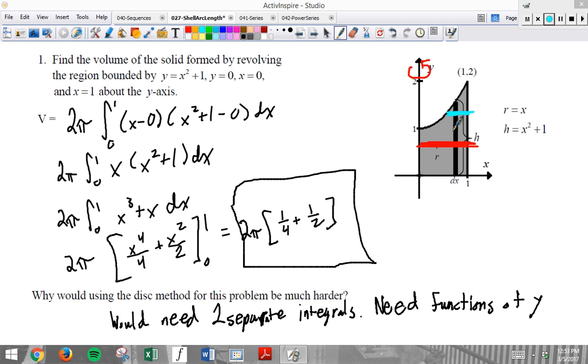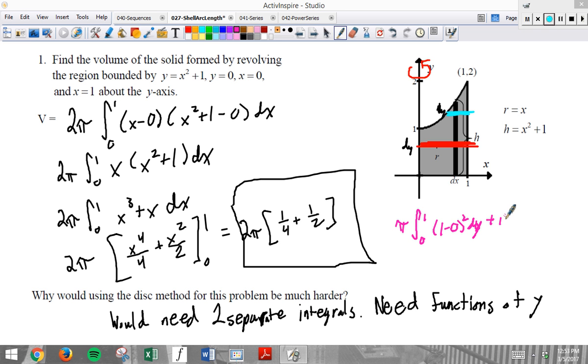Because it's a horizontal rectangle, and horizontal rectangles always have width dy. In case you do not believe me, we'd have this integral from 0 to 1, disk method for the red guy: pi times 1 minus 0 squared dx. Sorry, dy. See what I'm saying?